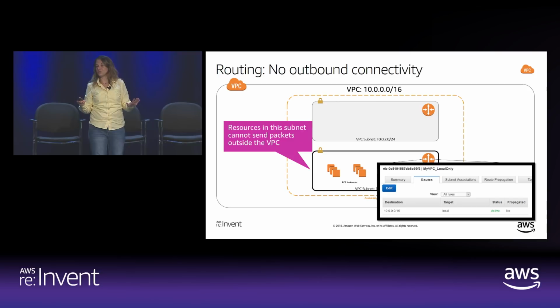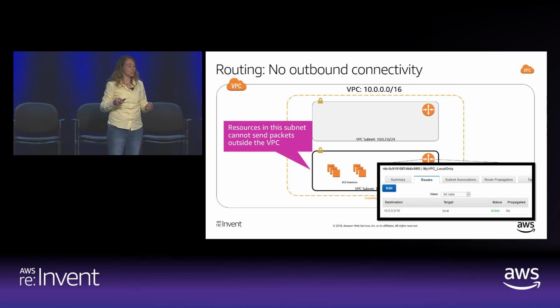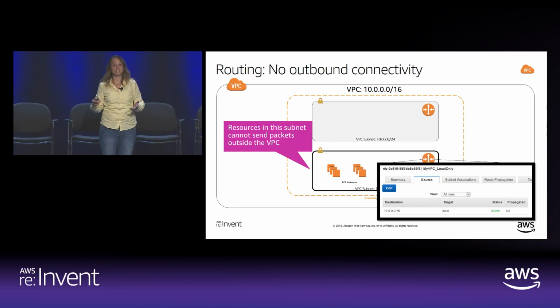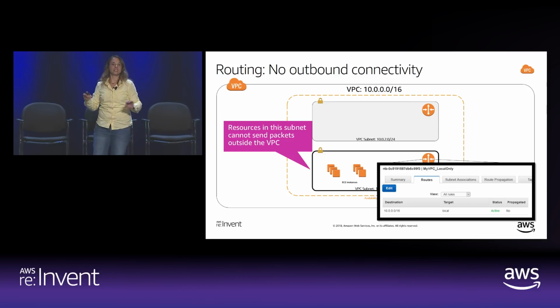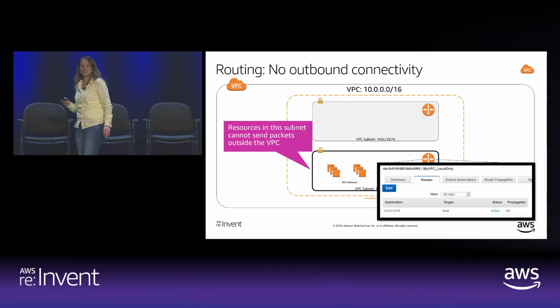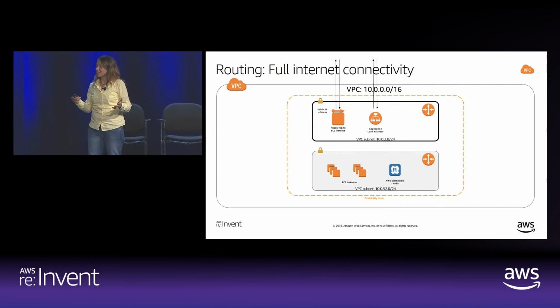Notice I have no other routes here, which means if somebody tries to send a packet outside the VPC, either accidentally or maliciously, it has nowhere to go. It gets dropped. So that's great. I can now show anybody who wants to know that the resources I'm running in this subnet are off the internet. There's no way for them to get to the internet, and there's certainly no way for the internet to get to them.